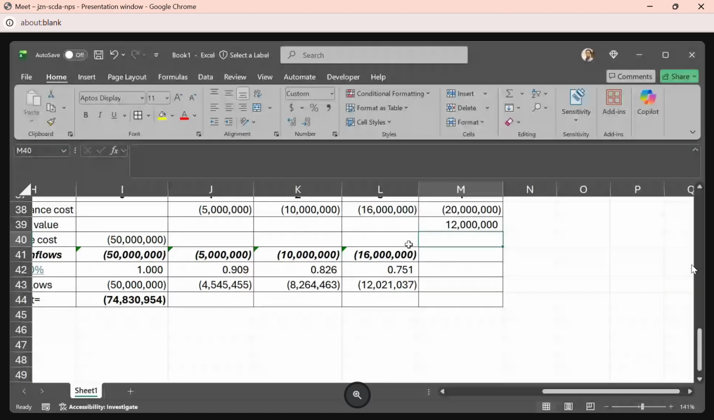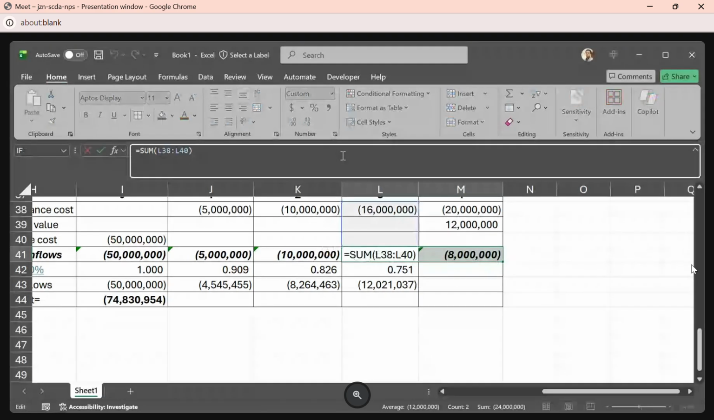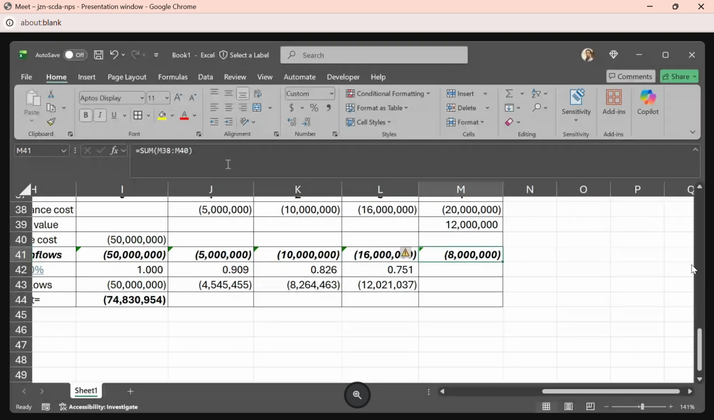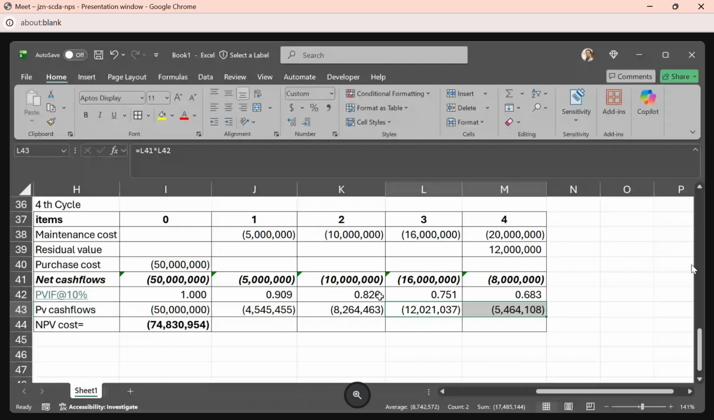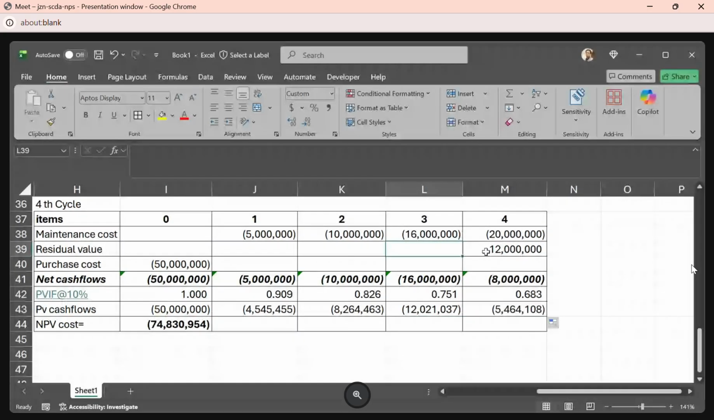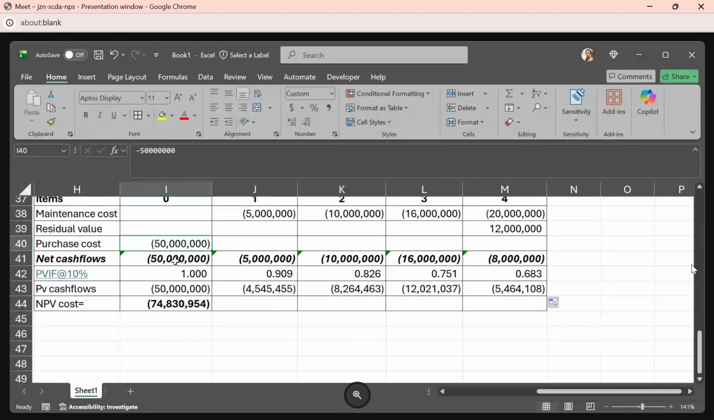So nothing will be having as an investment here, but we're going to add this cost as well. So we have 80 million remaining. So we can have a discounting factor for year 4. Then if we multiply, we're going to have these figures. This is for year 1. For maintenance cost for year 1, year 2, year 3, year 4. Then the residual value for year 4 only. That's what we should consider. And the purchase cost, as you have seen.